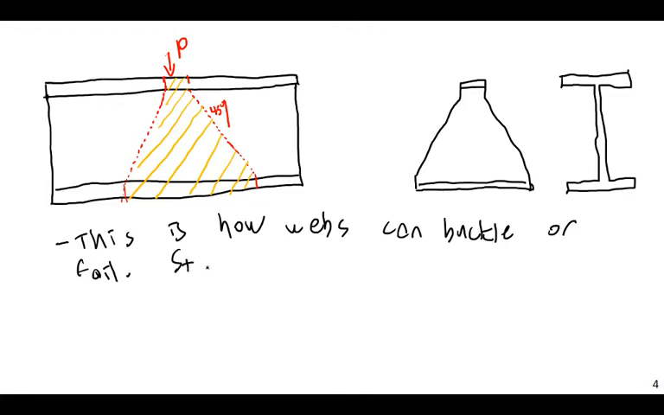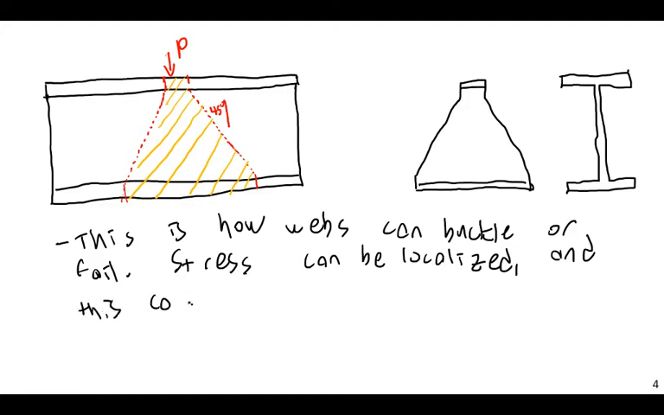Stress is not distributed uniformly. Stress can be localized. And this can cause buckling. And raw shear in the beam causes a similar effect.